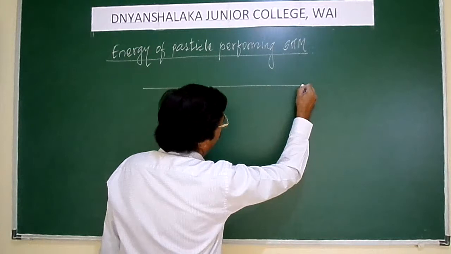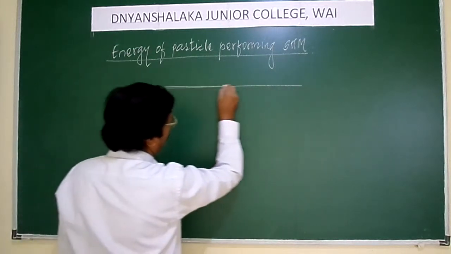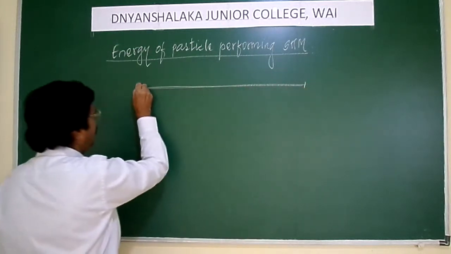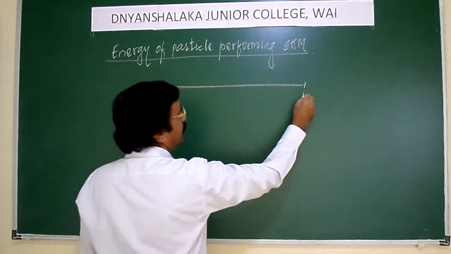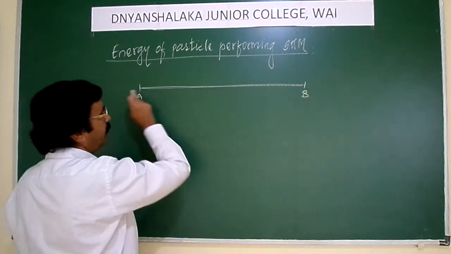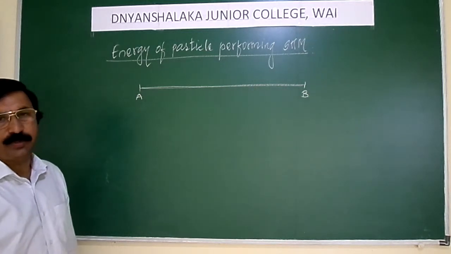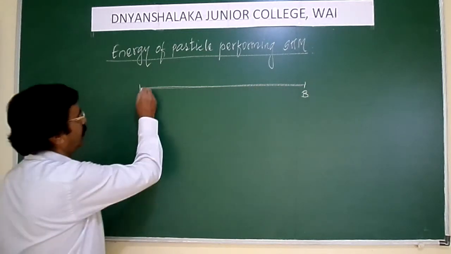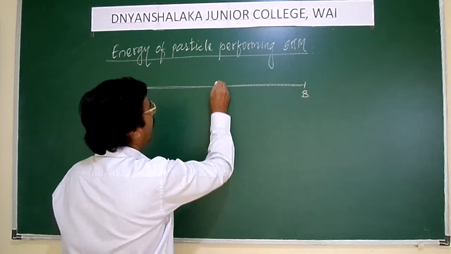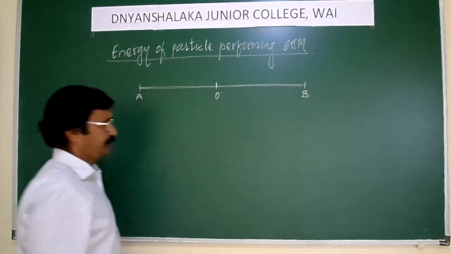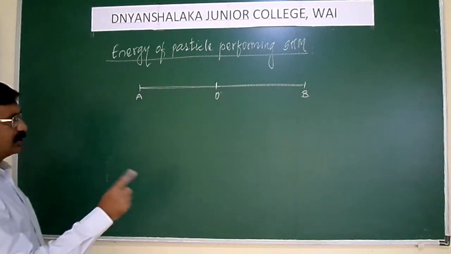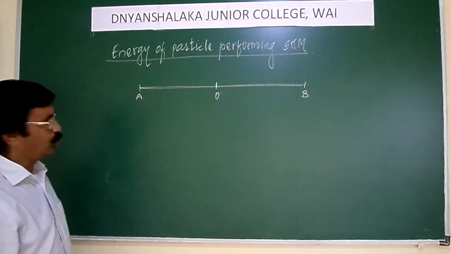Consider a path AB on which the particle is performing linear simple harmonic motion with O as the mean position. So the particle oscillates about the mean position O.